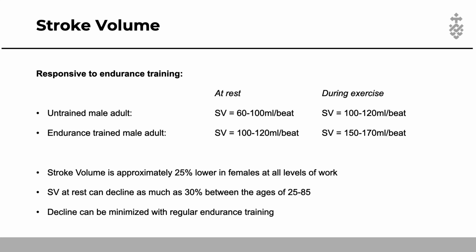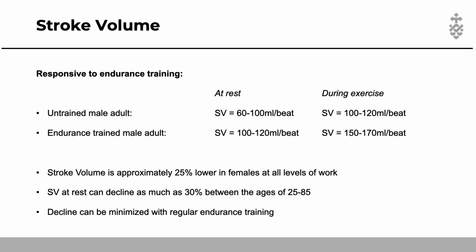So at rest, for those endurance trained adults, it's around 100 to 120 mils per beat. And then during exercise, it can actually get up to 150 to 170 mils per beat. Now, for the girls, it's approximately 25% less. So 25% less at rest and then 25% less during exercise. And obviously there is that difference between a sedentary female versus a trained female. So stroke volume is around 25% lower in women at all levels of work on average.